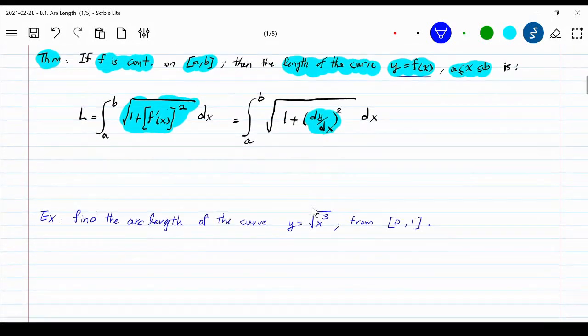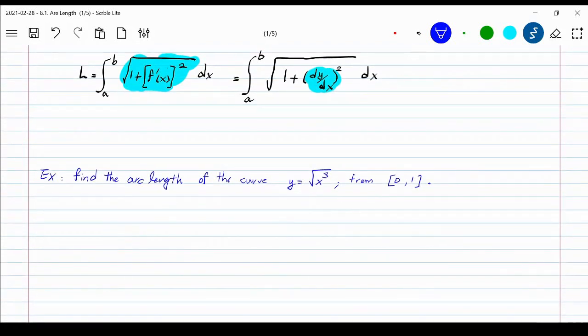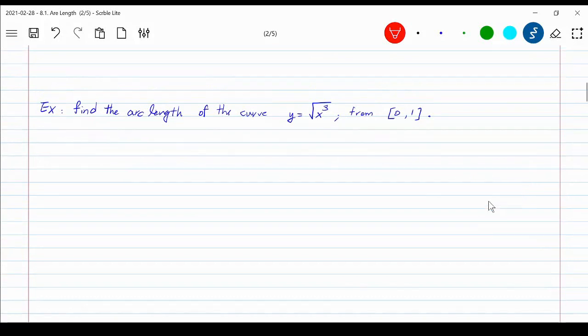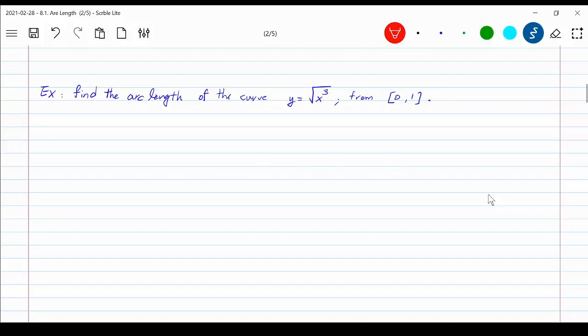Okay, so let's try to use this to calculate some arc length. Here, for example, find the arc length of the curve y equals the square root of x cubed over the interval 0 to 1. So I can say the arc length, by itself there's a notation for it, but I'm going to use L, is the integral from a to b, in this case from 0 to 1, of the square root of 1 plus f prime x squared dx.